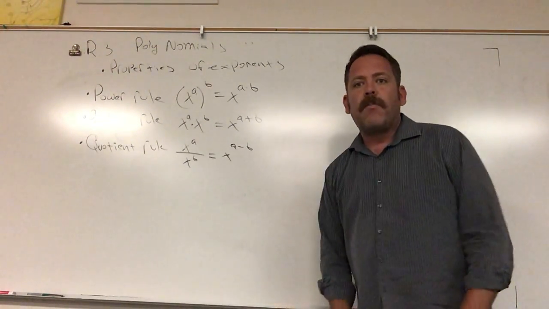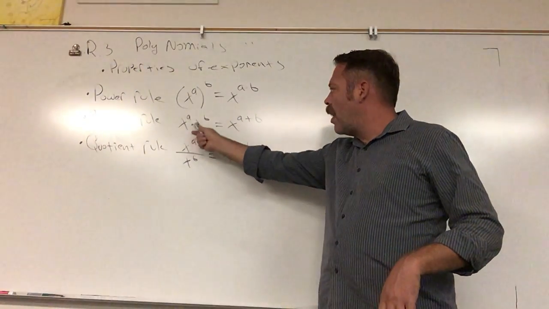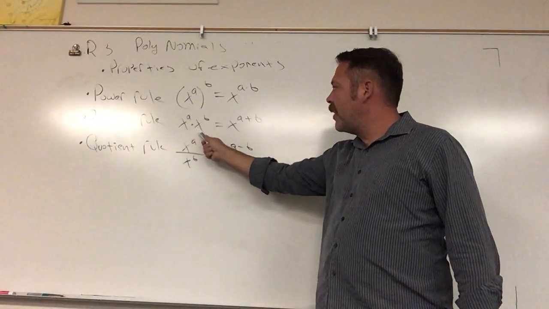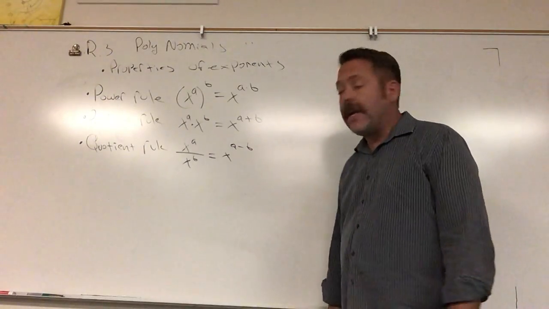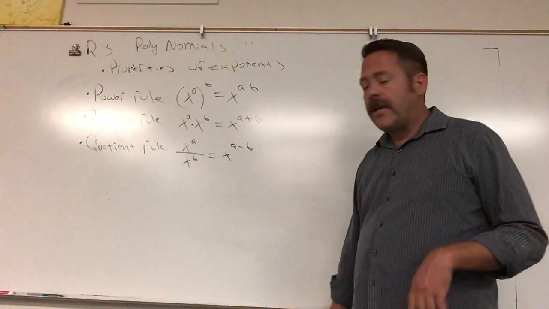And then we have the product rule, and that says when you're multiplying two variables, we can add their exponents. So x to the a times x to the b is equal to x to the a plus b. This is a very rhythmic math lesson. I'll show you what I mean in a bit.